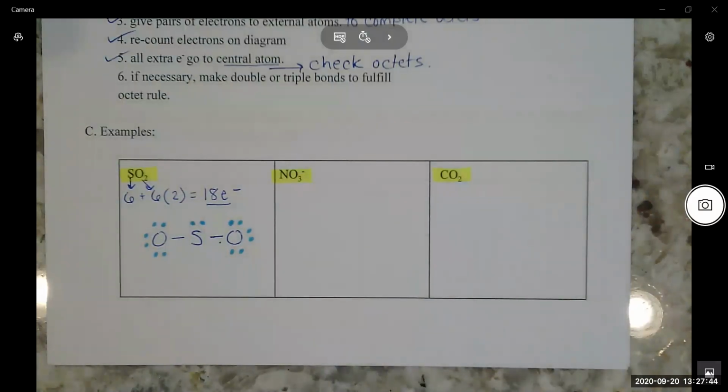You're going to recheck the octets for everything. So I need to make sure that all the octet rules are followed for all of the elements, except for hydrogen. Hydrogen only needs 2. If necessary, make double or triple bonds to fulfill the octet rule.